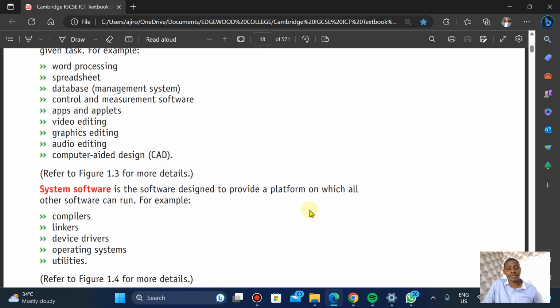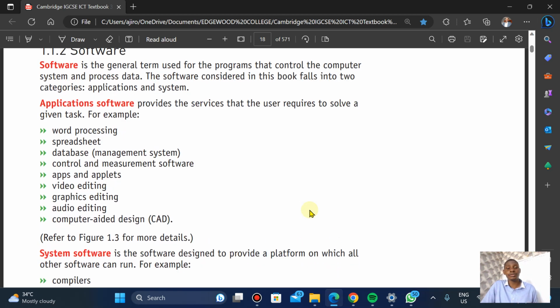But system software is software designed to provide a platform on which all other software can run. Note the difference. The application software is that program that can provide the service for the user to perform a given task. The system software, on the other hand, is that software designed to provide the platform on which all other software can run. That is the easiest way to put it.